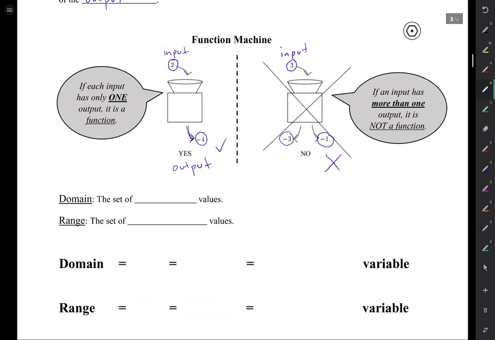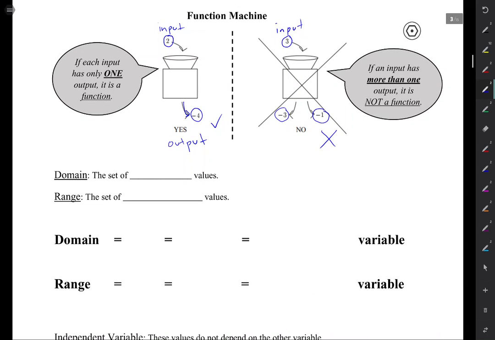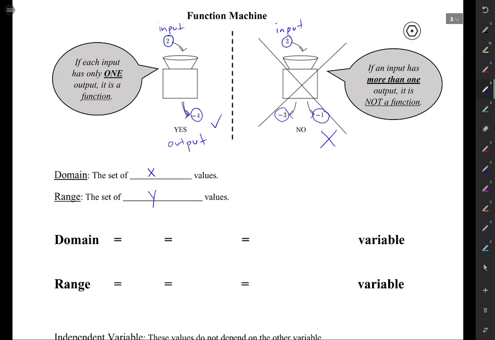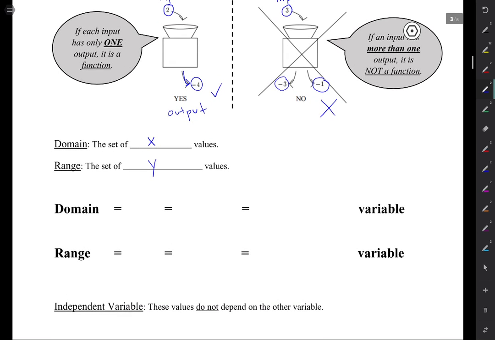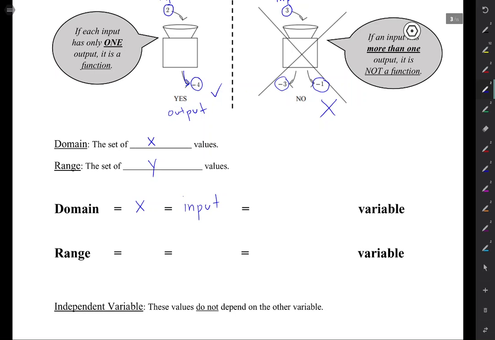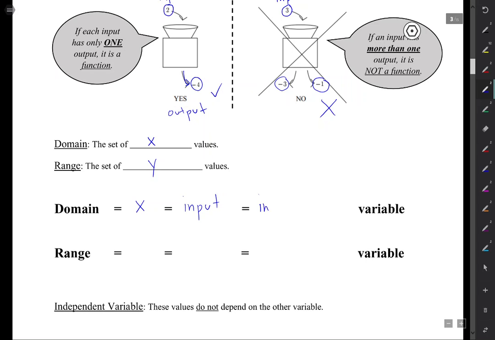So now let's look at some other words. We have domain and range here. So the domain is the set of x values and the range is the set of y values. And there's actually 4 different ways to say the exact same thing. So let's do that here. So we have domain. Well, that is equal to x, like we just said up here. And then that's also equal to the input. So our x values are the inputs. And the x values, which are the inputs, are also the same as the independent variable.